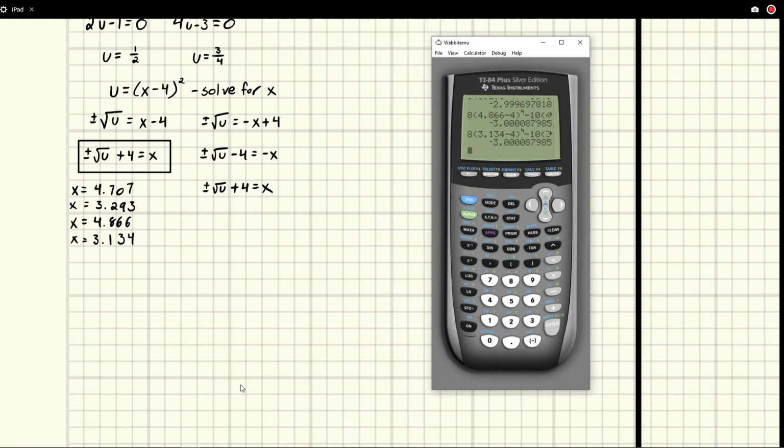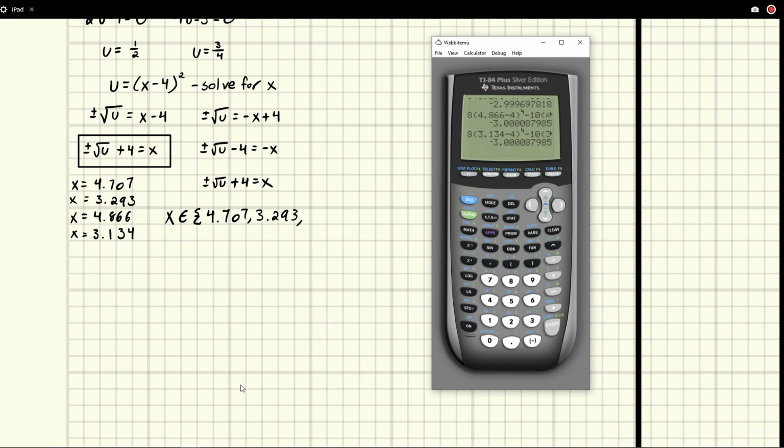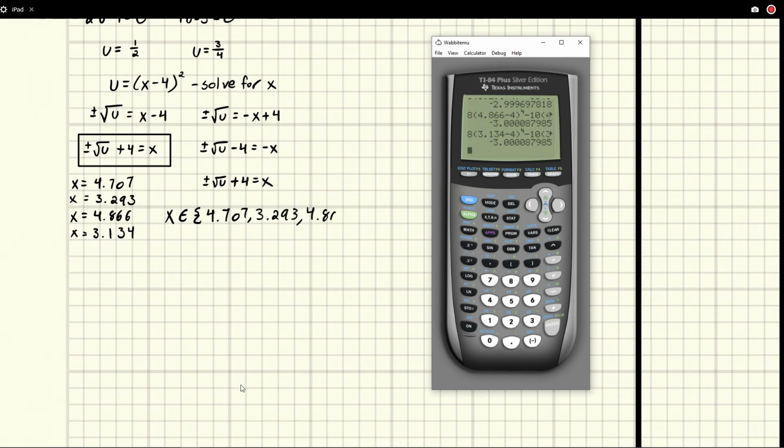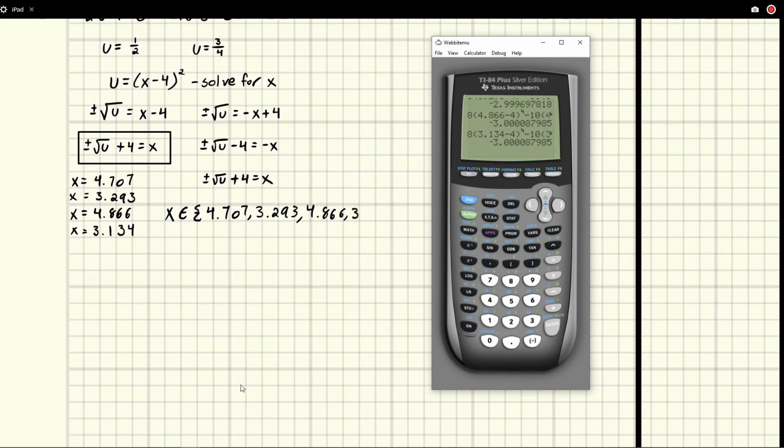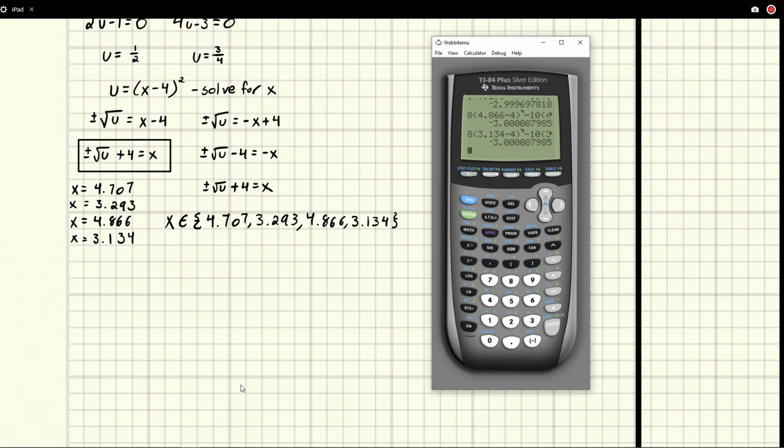And the way we would write this, we'd say that x is an element of the set. And then we'd put 4.707, 3.293, 4.866, and 3.134. And we'd close out the set if I can draw a bracket, and we're going to go ahead and just box this. We'd say here are our answers.